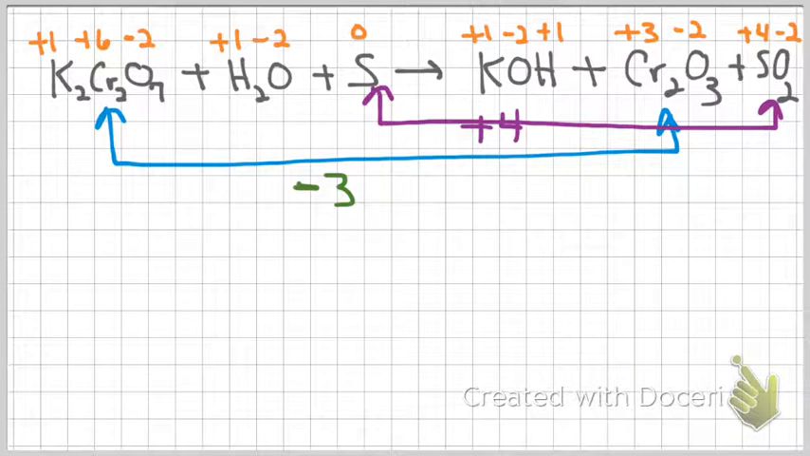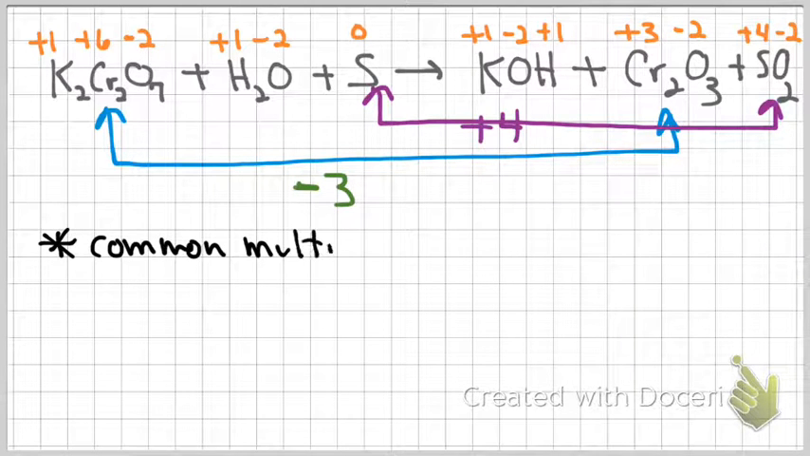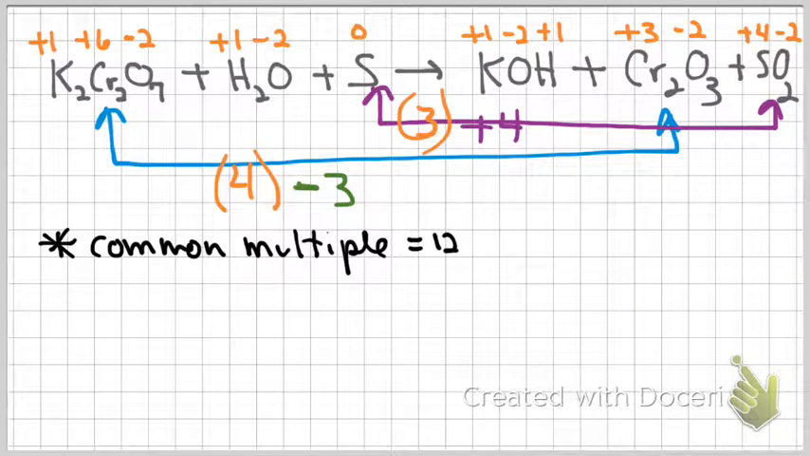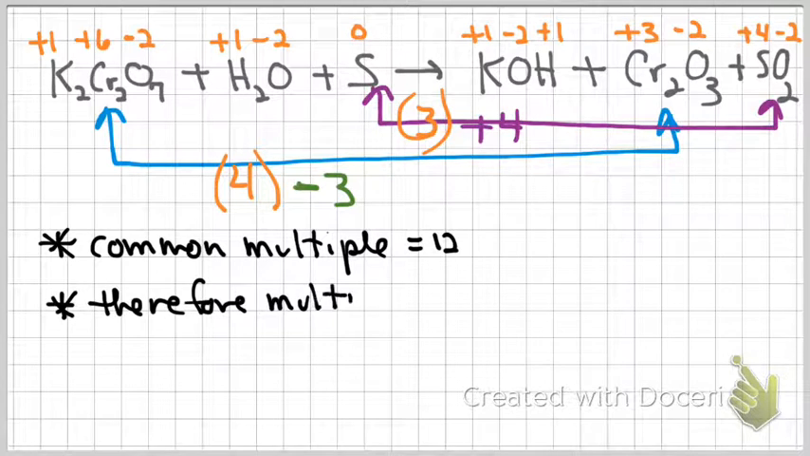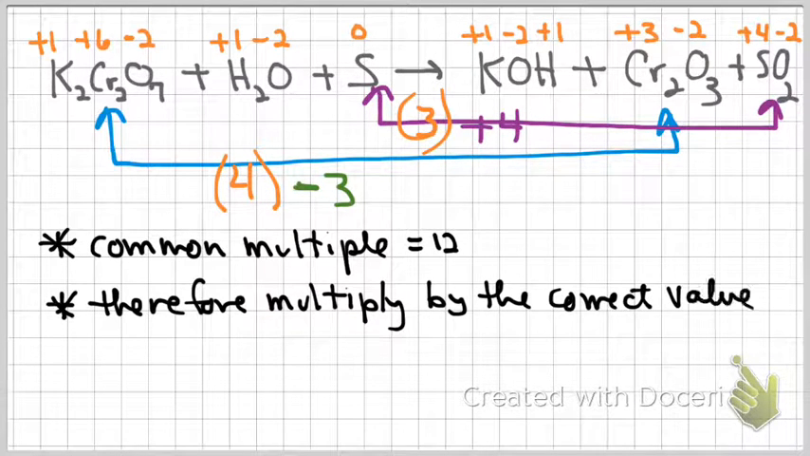Now, in any kind of exchange, the number of electrons being given up and being accepted have to match up. So the first thing I want to do is go ahead and find a common multiple of 3 and 4, and of course that's 12. So it would take 4 chromiums to accept 12 electrons, and it would take 3 sulfurs in order to donate 12 electrons.